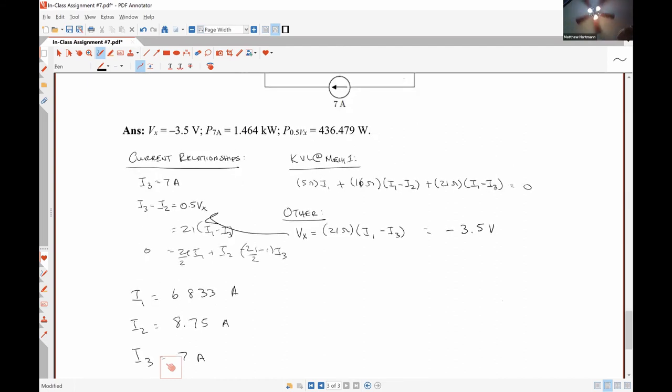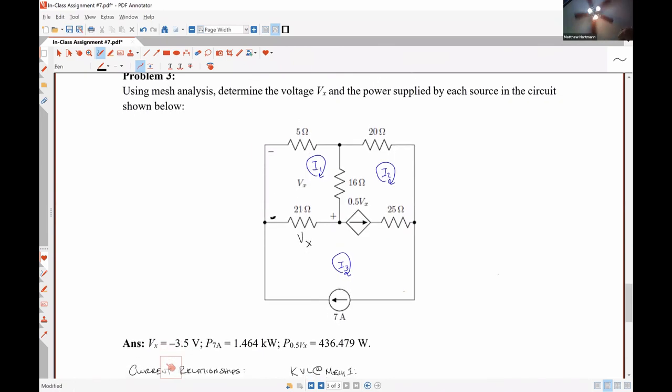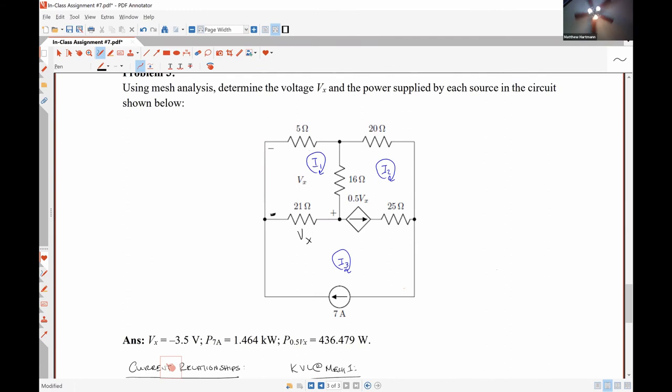Okay, the power supplied by my 7 amp source. So this is going to be similar to what we had to do in the last problem. We want the power supplied by the 7 amp source, which means we want the current flowing into the negative polarity terminal. So I'm going to do minus plus V 7 amps, and I'm just going to redraw that mesh current so we're clear what's happening there.